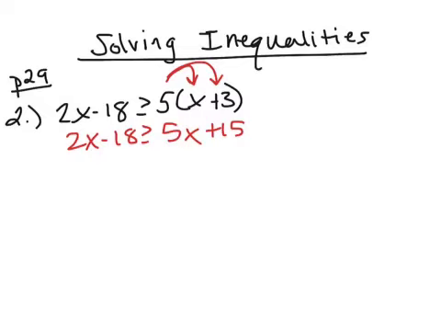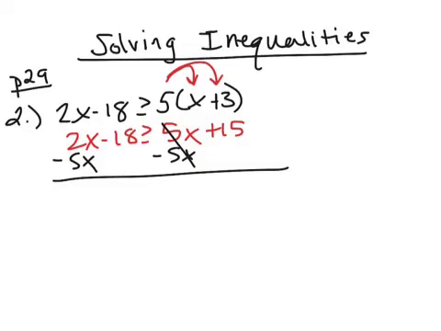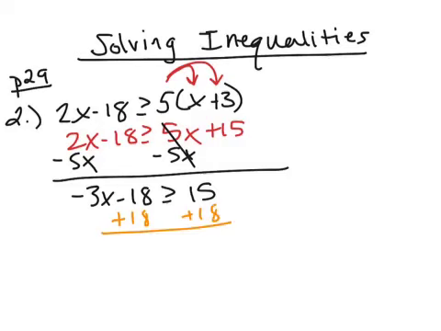Now I want to get all of my variables to one side. With an inequality, I prefer to put my x's on the left because we're just used to seeing x on the left with inequalities. Alright, so very first thing I have to do is subtract 5x on both sides. And when I do that, 2x minus 5x is negative 3x. So I have negative 3x minus 18 is greater than or equal to 15. Now I still have to get x by itself, so I'm going to add 18 to both sides. So I get negative 3x is greater than or equal to 33.